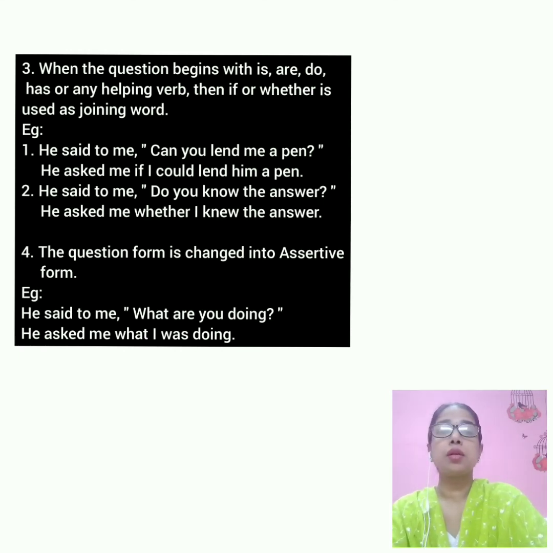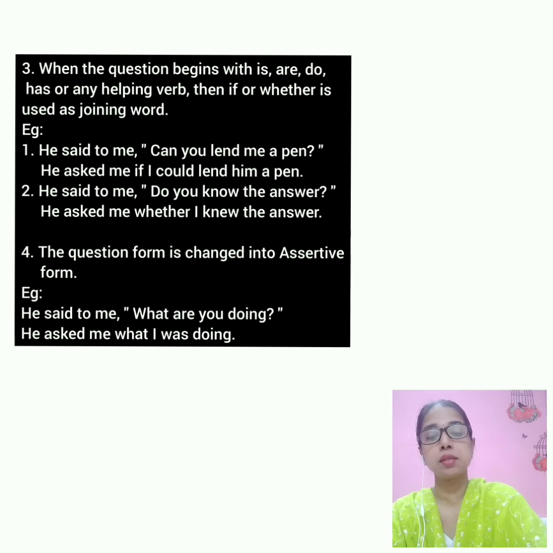So children, these are all the rules related to changing questions in direct speech into indirect speech. Then the rules for the change of the pronouns and the tenses are the same that we follow while changing assertive sentences, that is statements. The same rules are followed for changing pronouns and tenses. So revise these rules, children. Write all these rules in your register along with the examples, and you can revise.